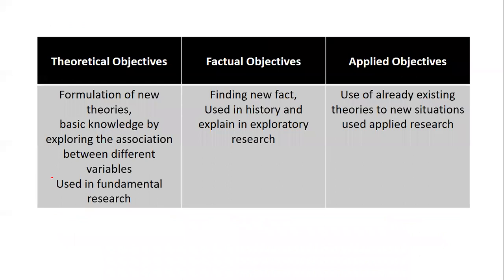Now, under types of research, we have certain points, so let us see what these points are talking about. We have theoretical objectives, factual objectives, and applied objectives. It can be divided in any form. Theoretical objectives are the formulation of new theories and knowledge, and exploring the association between variables used in fundamental research. So these are the theoretical objectives.